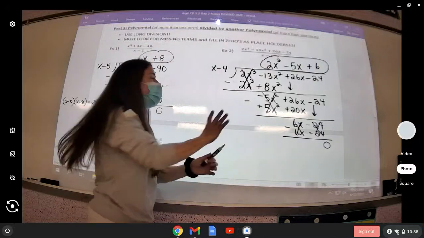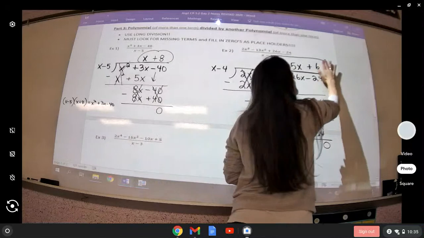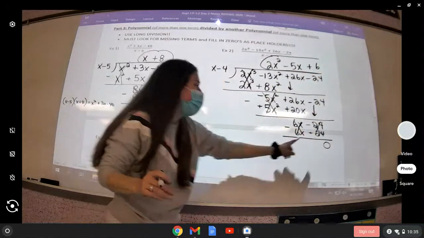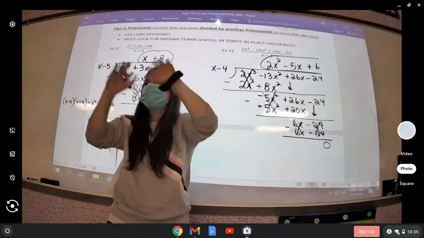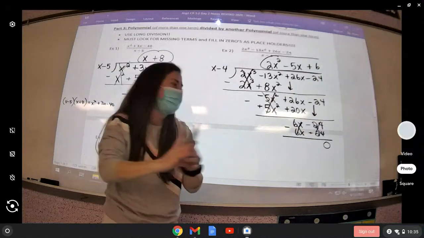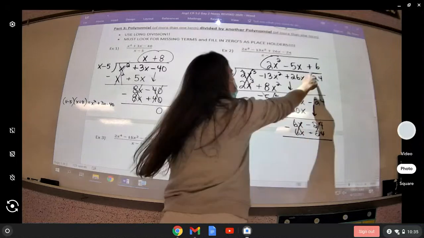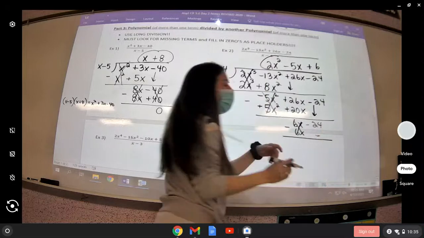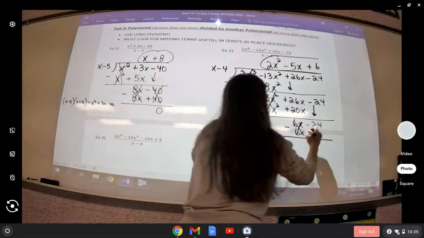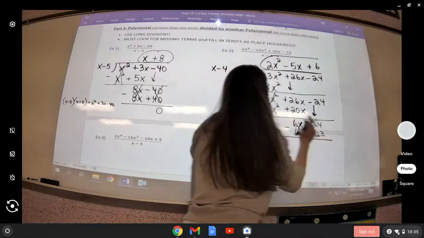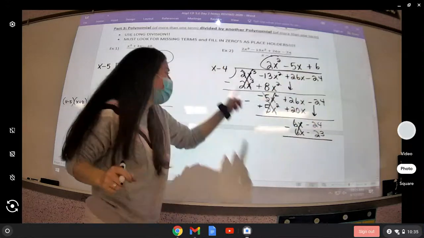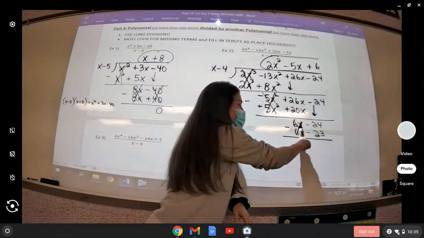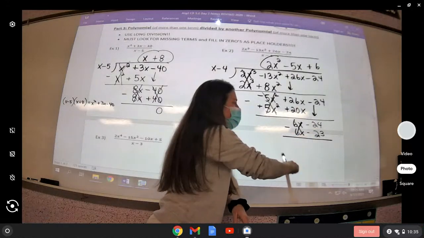So guys, just for giggles, let's go back to this one. Pretend that when you did 6 times negative 4, and we got negative 24, just pretend, just so you can see what it looks like with a remainder. Pretend 6 times negative 4 was, let's say, negative 23. Just pretend that 6 times negative 4 is negative 23. So now, when you went to finish this problem, you would get 6x, take away 6x cancels.